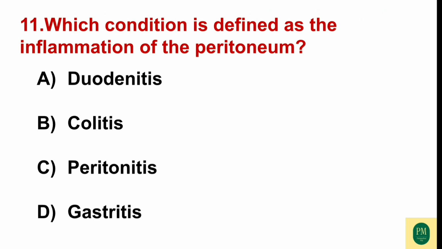Which condition is defined as the inflammation of the peritoneum? Option A. Duodenitis. Option B. Colitis. Option C. Peritonitis. Option D. Gastritis. The correct option is option C. Peritonitis.